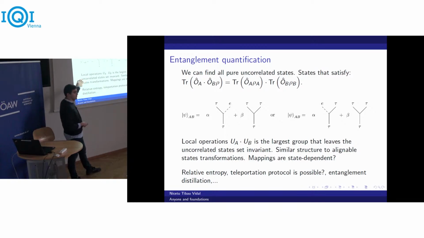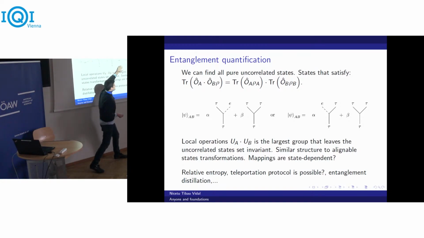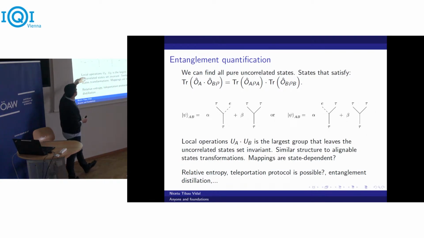Local operations are very weak. If you apply a local operation to this sector, to a state like this, at most you can swap between these two indices. But you cannot change the value of these weights. You cannot go from this type of state to this type of state by applying local unitaries, because local unitaries are very restricted by the superselection rule.